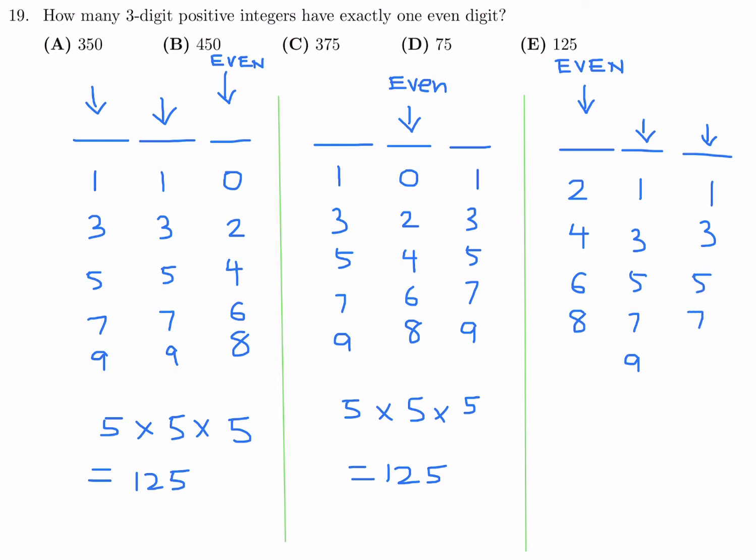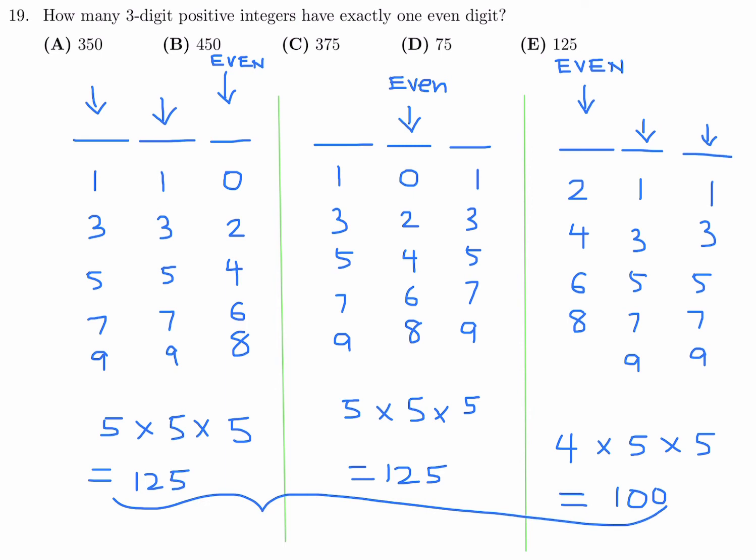So the number of choices for the first digit, which is the hundreds digit, is 4 this time. But then for the tens digit and for the units digit, it's 5 and 5. So this is slightly different. This is 100. So for the total, I have to add these 3 guys, 125, 125, and 100, which is 350. So the answer for number 19 is A.